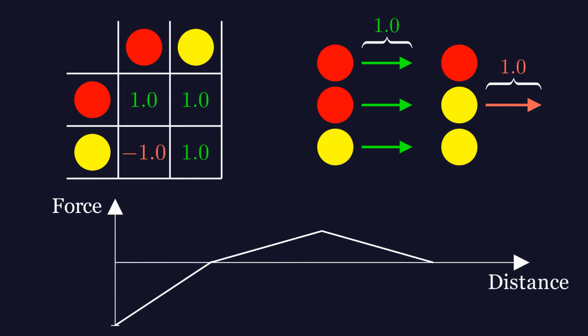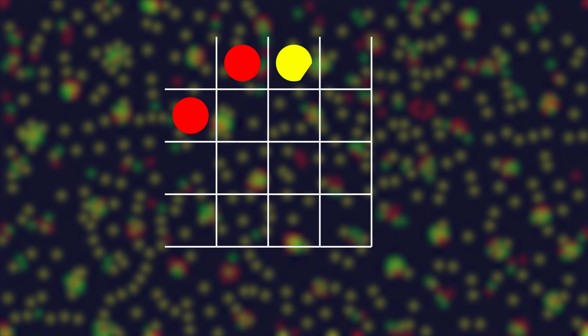Now, we can just fill the matrix with random values and see what will happen then. Now, the simulation behaves differently. Looks like the red particles repel each other, meaning that the value in the matrix is negative. To see even more complex behavior, we can add another color. Now the force matrix is of size 3 by 3.